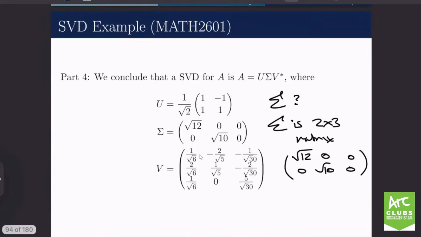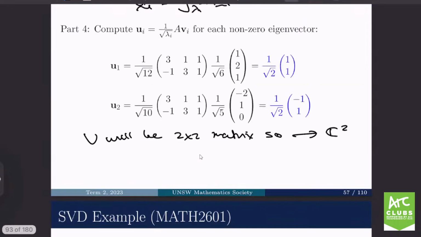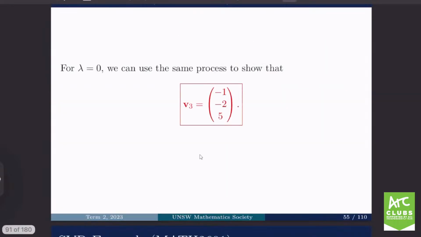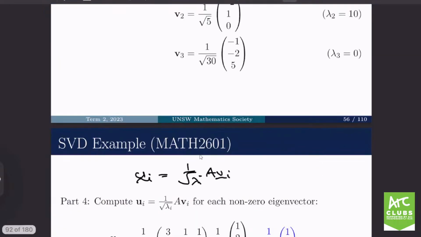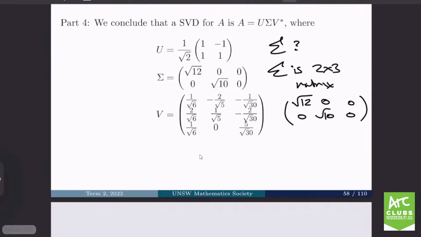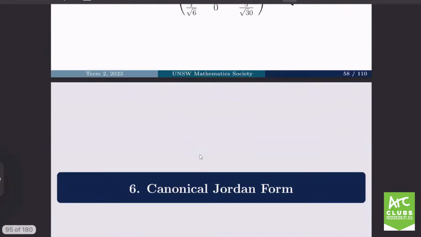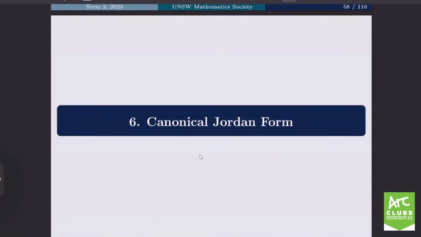And so U will just equal the columns here. These are our 2 columns. V will equal the matrix with these 3 columns, and sigma is just this matrix here. And so this is our SVD, U sigma V star. All right, so I've finished eigenvectors now, and so we'll be moving on to Fred's part where he'll take on Jordan forms.